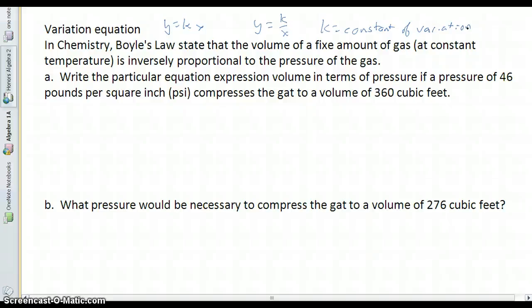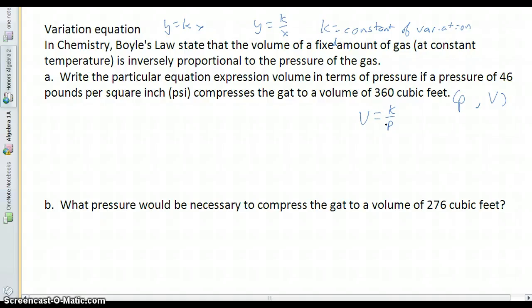Alright, so this problem says that the volume of a fixed amount of gas at constant temperature is inversely proportional to the pressure of the gas. So that tells us that the volume is our dependent variable, the pressure is going to be the independent variable, and it says that we have an inverse relationship. So we know that V should be equal to K divided by P.